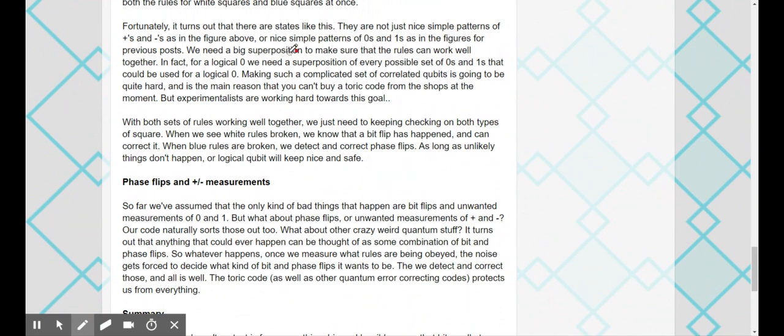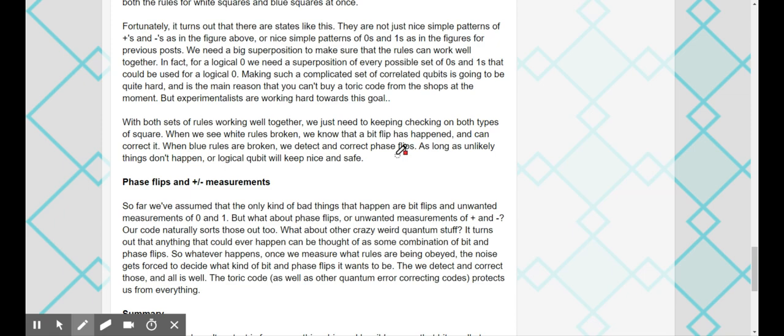We need a big superposition to make sure that the rules can work well together. In fact, for a logical zero, we need a superposition of every possible set of zeros and ones that could be used for a logical zero, which is a lot in this case. Making such a complicated set of correlated qubits is going to be quite hard. That's why you can't buy toric code from the shops. With both sets of rules working well together, we just need to keep checking on both types of squares.